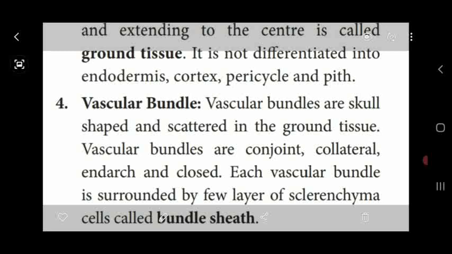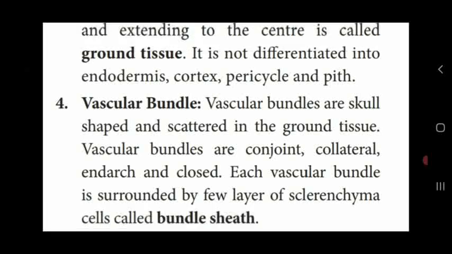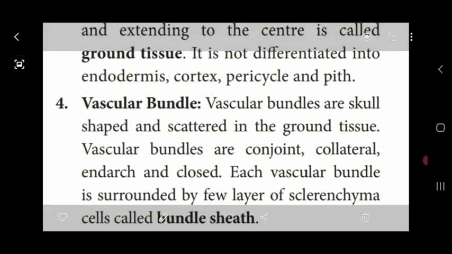The type of vascular bundle is conjoined. Conjoined means what? Xylem and phloem are arranged in the same radii. Collateral, that is, phloem facing the outer side. Endarch, protoxylem elements are present at the center. And closed, what is that? Cambium is absent. That is said to be the vascular bundle of the monocot stem, that is the maize stem.